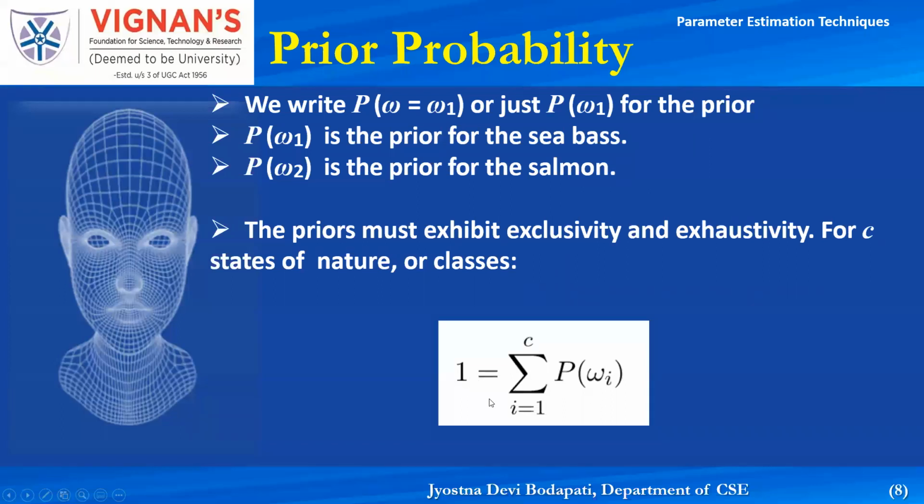Say for example, in gender classification, if you assume that 40% of the students are male students and 60% of the students are female students, then the prior probability of the male class is 0.4 and the prior probability of the female class is 0.6. Then 0.4 plus 0.6 sums up to 1, right?